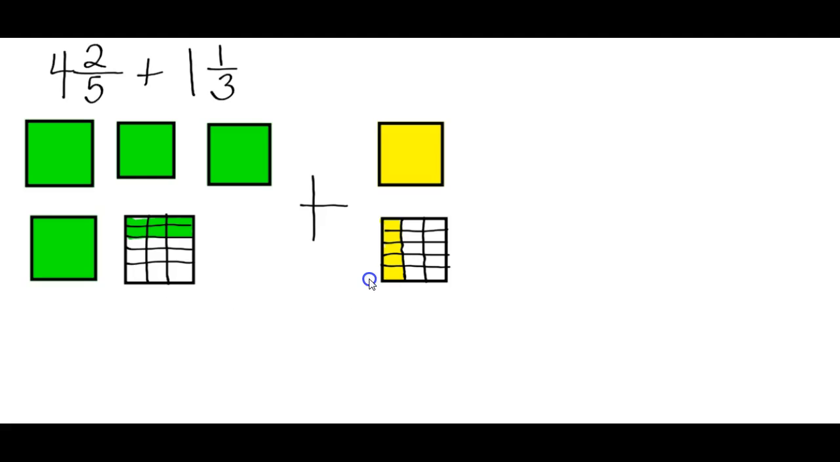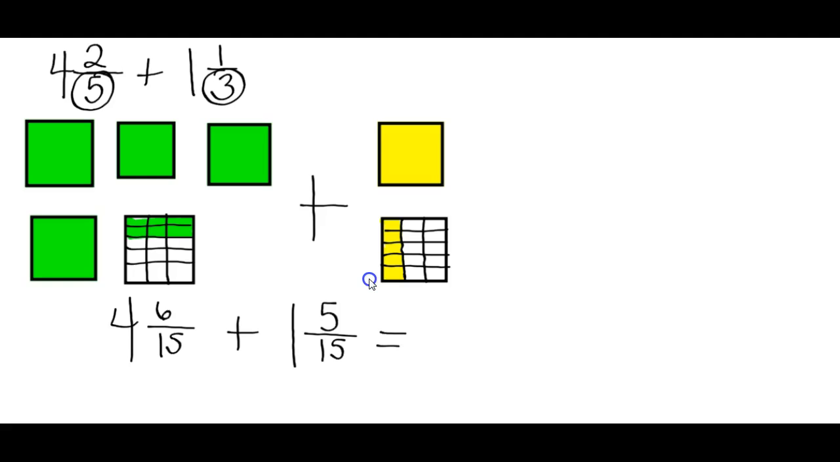So for the green one, I now have 4 wholes and 6/15ths. And for the second one, I have 1 and 5/15ths. Now, another way to get your common denominator was by multiplying these two denominators together, and that's how I got 15. So when I add them, I see that I get 5 and 11/15ths.